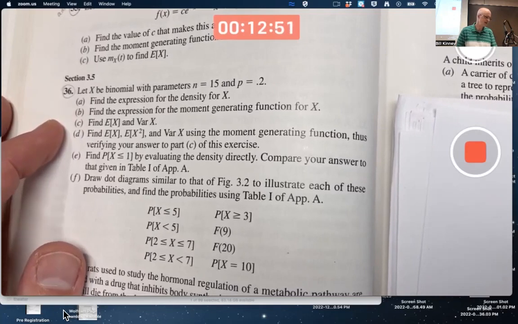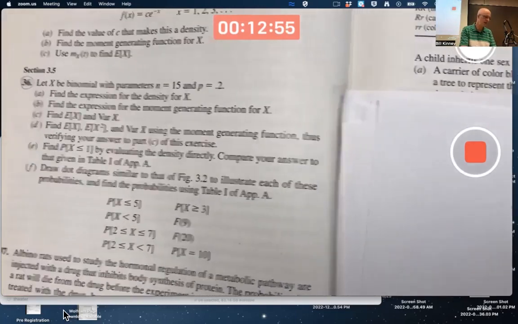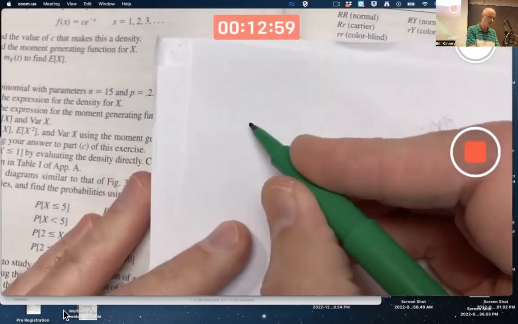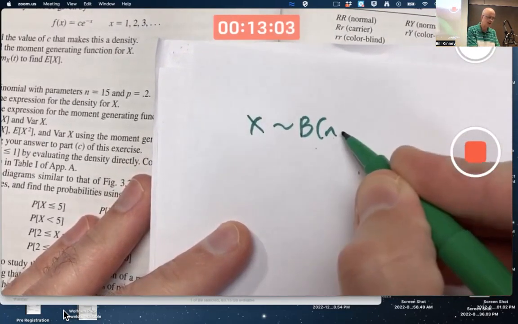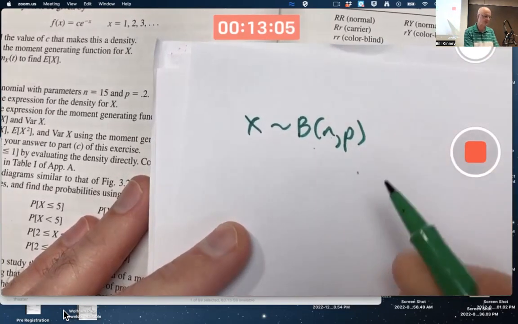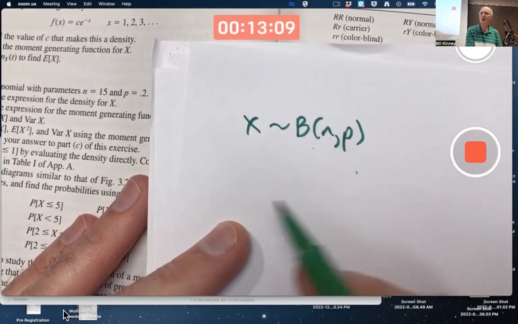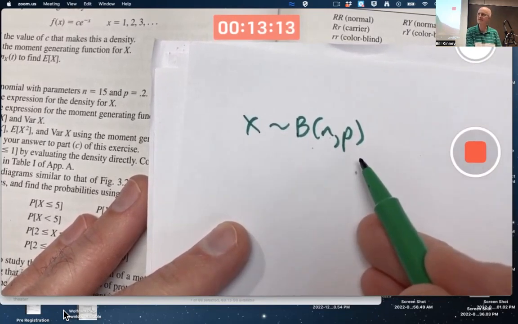Part C, find the expected value of x and the variance of x. I think it is worth reminding you here, without looking, that if x is binomial with parameters n and p, and by the way, what I'm writing right now is standard shorthand notation to say x is binomial with parameters n and p.